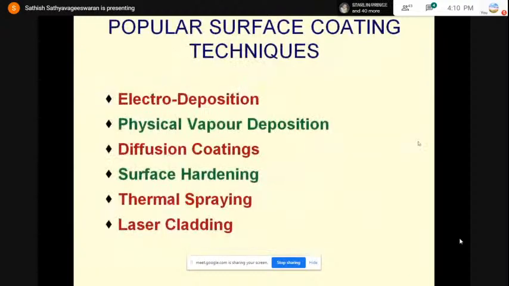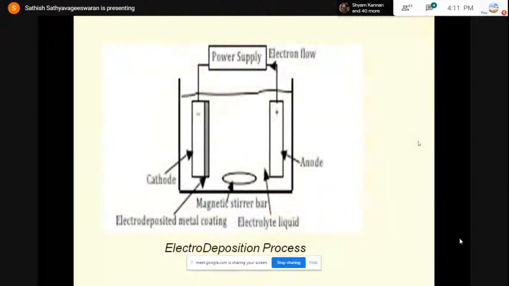And coming to the different types of surface coating techniques, you can see the first one is the electro deposition process, and another one is PVD, that is physical vapor deposition, and you have diffusion coatings and surface hardening, then thermal spraying. This is the most important technique, thermal spraying, followed by laser cladding. If you look at the electro deposition process, you will have an electrolytic bath. You can see the electrolytic bath.